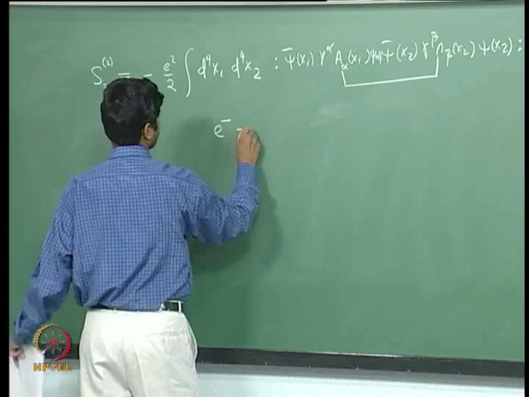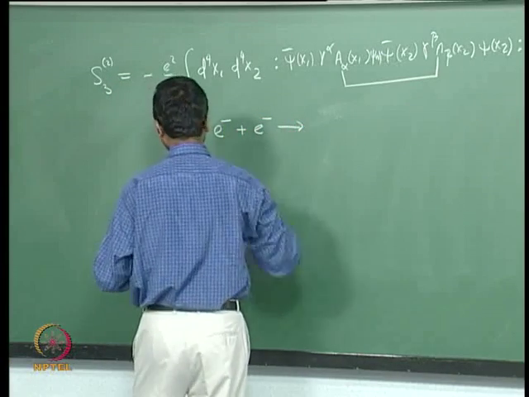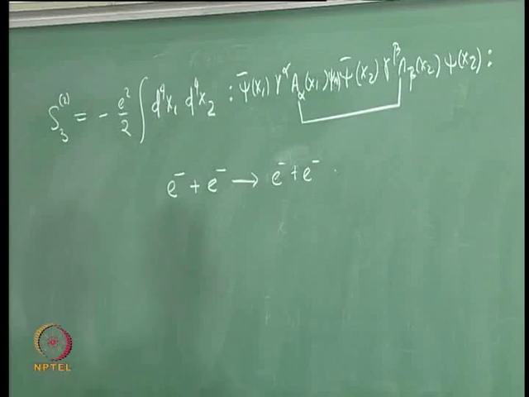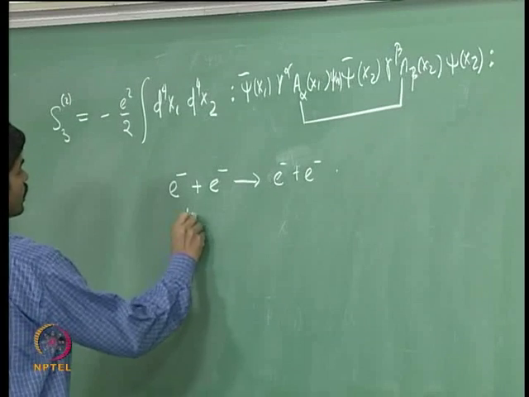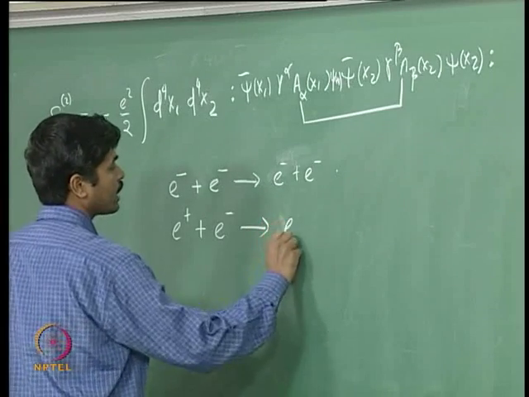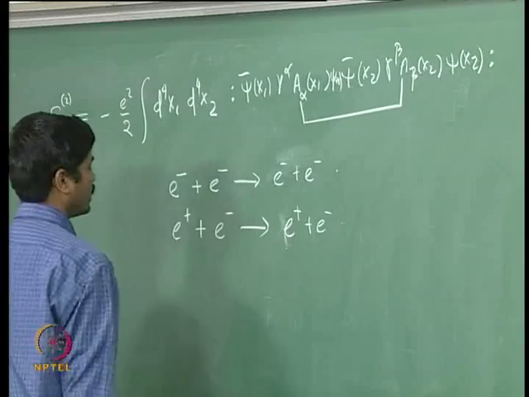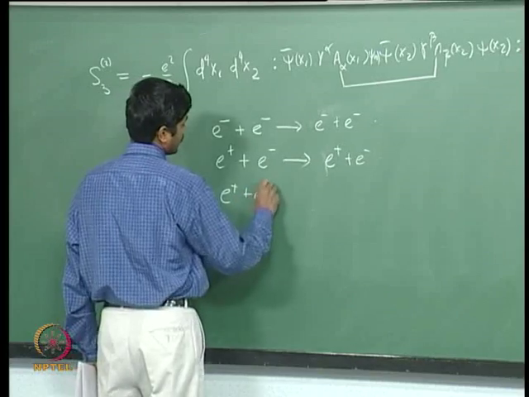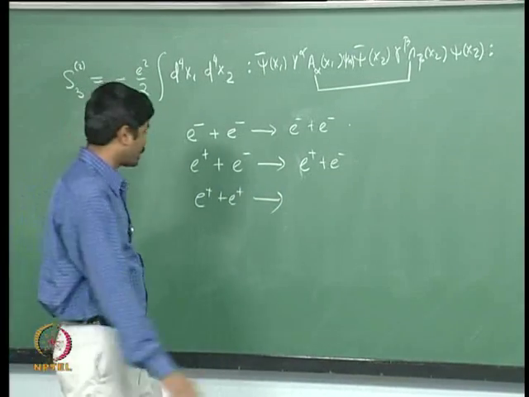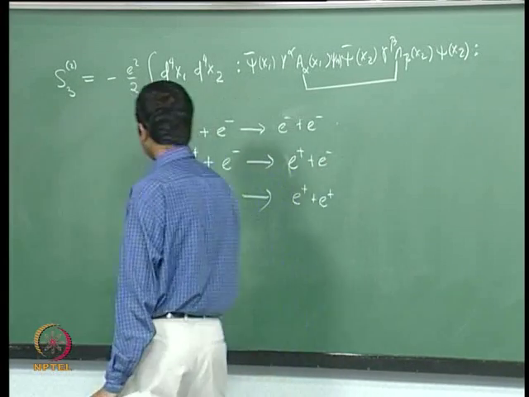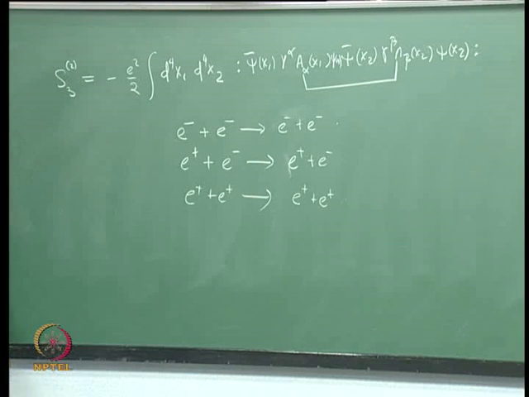The processes are e minus plus e minus going to e minus plus e minus, which goes with the name of Moller scattering. There is also this process which is called Bhabha scattering, which is scattering between electron and positron, and there is this positron analogue of the Moller scattering, which says that e plus plus e plus going to e plus plus e plus. So, these are the processes that can be understood from this term in the S matrix.